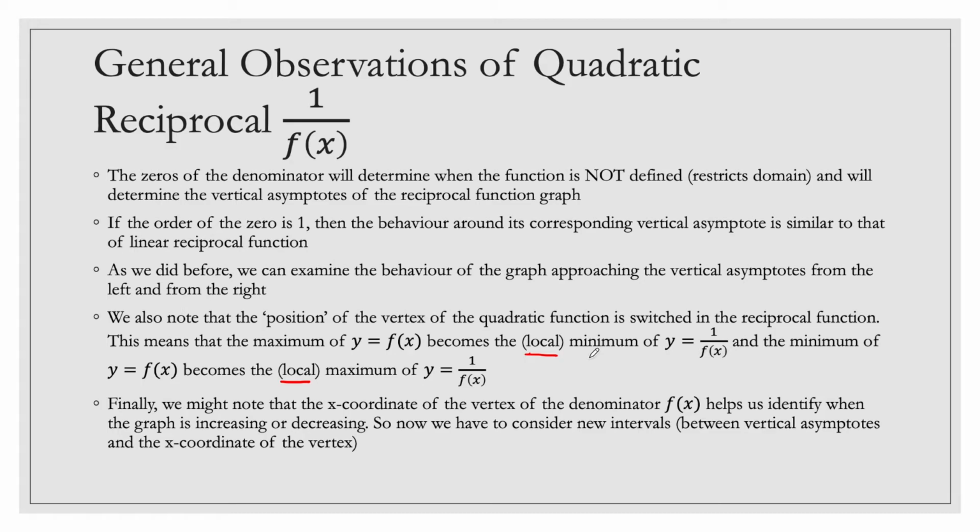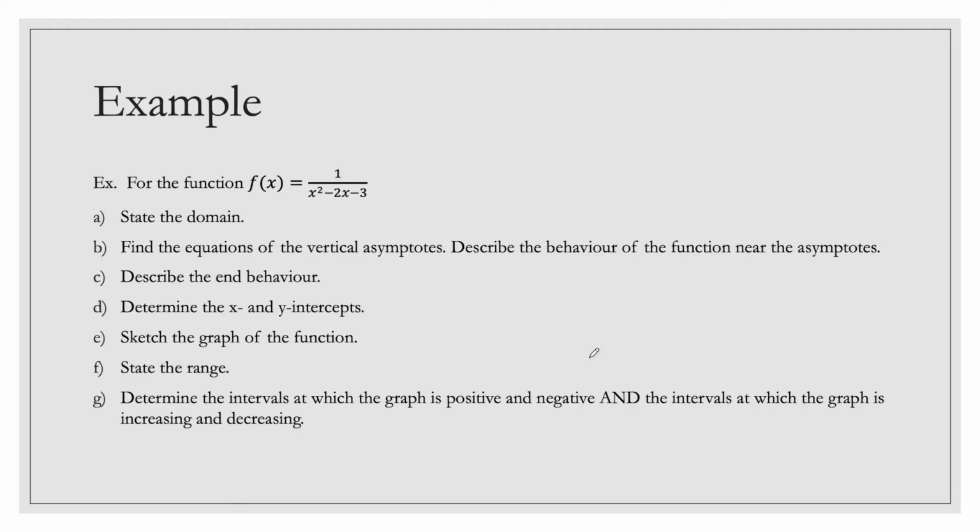So we now have new intervals that we have to consider. Let's look at an example. For this function, which is 1 over x squared minus 2x minus 3, we need to state the domain, find the equations of the vertical asymptotes, describe the end behavior, determine the x and y intercepts, sketch the graph, state the range, and then determine the intervals at which the graph is positive and negative, and the intervals at which the graph is increasing or decreasing.